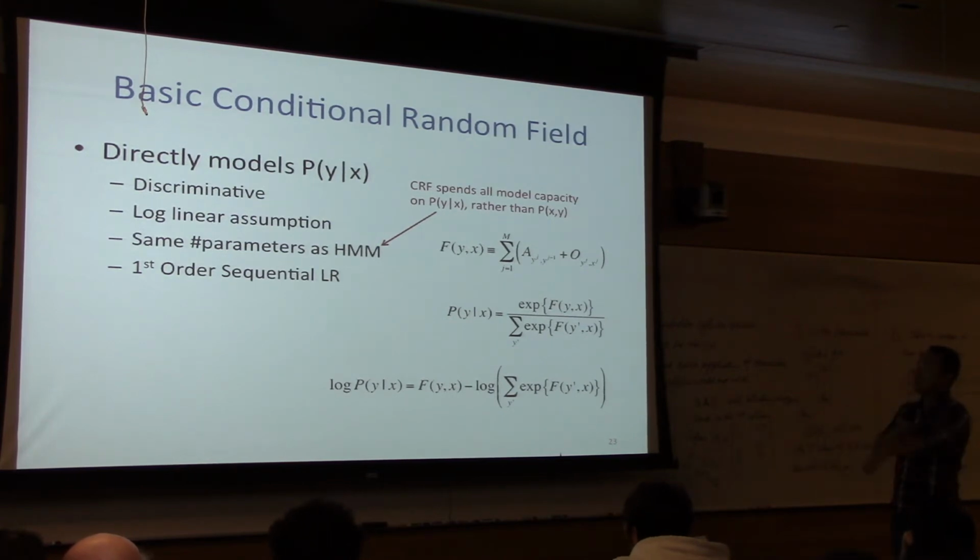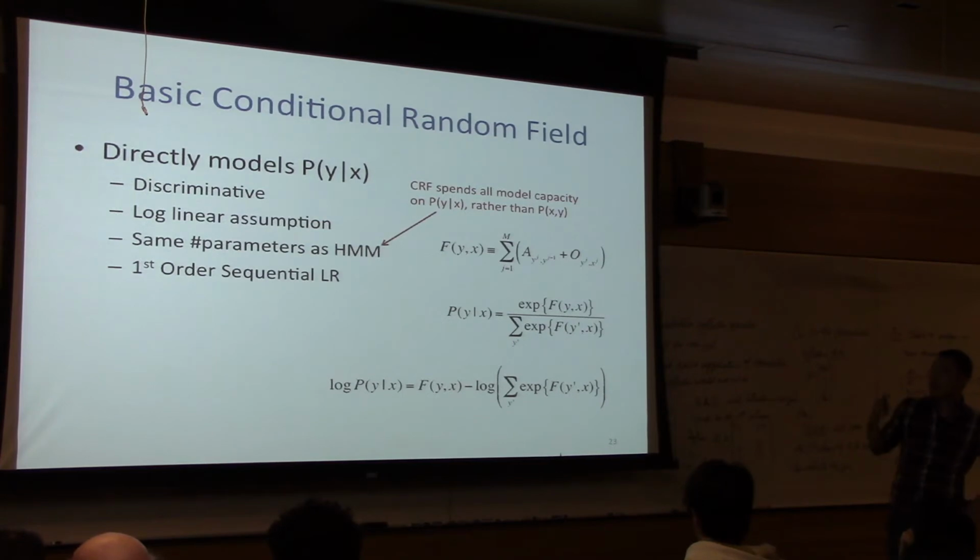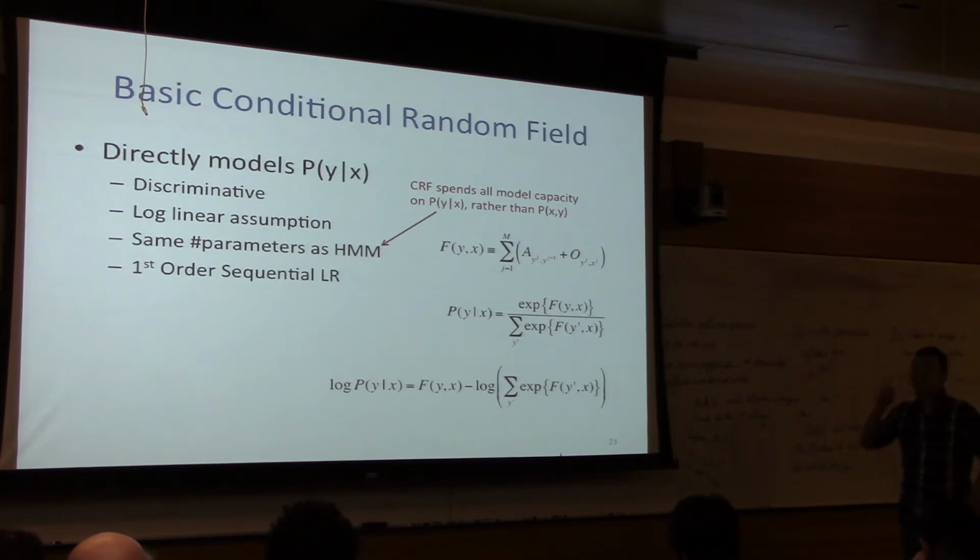Okay, so this is the basic conditional random field. It directly models the conditional probability of an output sequence given an input sequence. It's a discriminative model in that sense. It makes the log linear assumption so the number of parameters is tractable. In fact, it has the same number of parameters as a hidden Markov model, right? I've expressed everything here in terms of an A matrix and an O matrix, which you can do for a hidden Markov model as well.